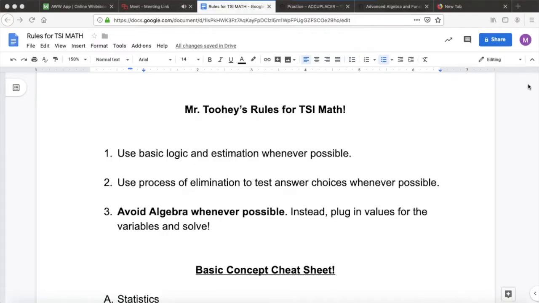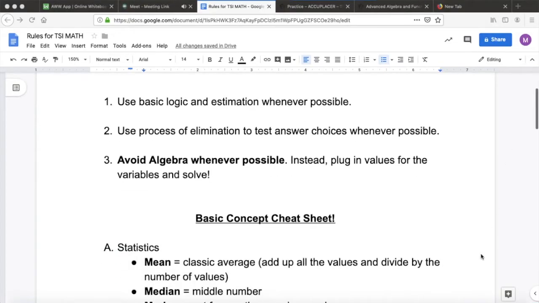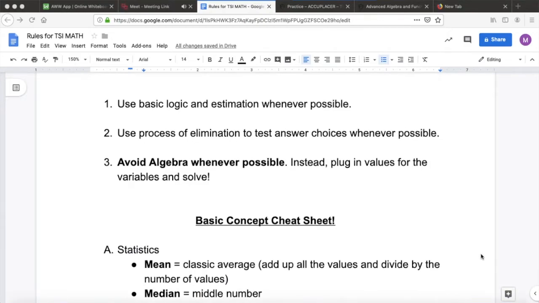So Jackson's joining me today. Again, I would love it, Jackson, if you could read for me rule number 3 on my rules for TSI Math. Loud and proud, please, buddy. Rule 3. Okay. Avoid algebra whenever possible. Okay, keep reading. Use for variables and solve.